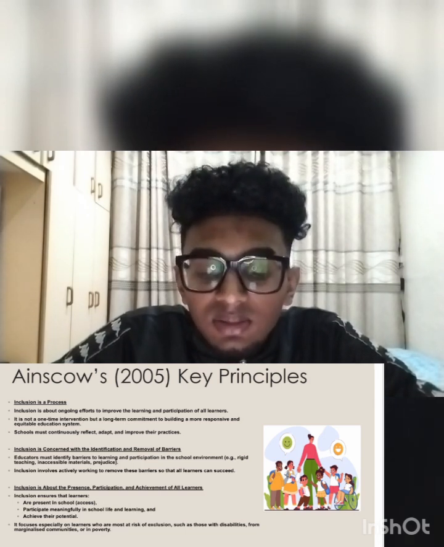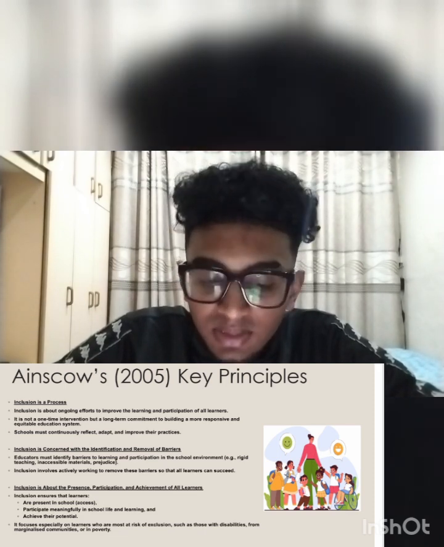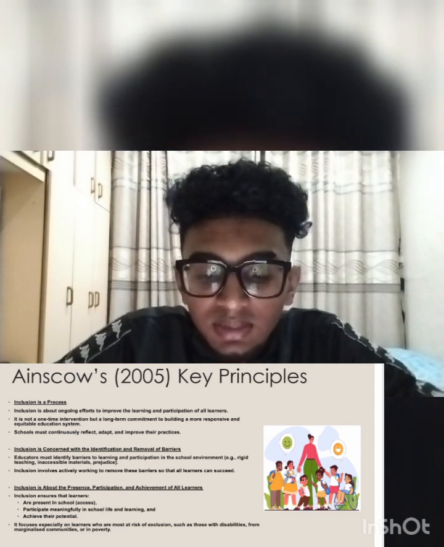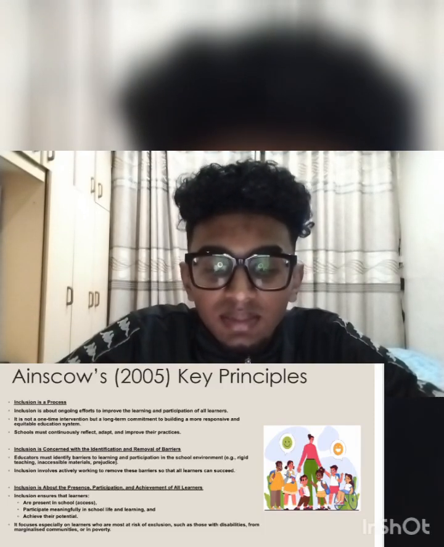This form of inclusion is tokenistic, as it often violates the principle of removing barriers and increasing participation. This definition also leads to policy gaps where learners are placed in schools without adequate teacher training or support systems. The second, broader definition views inclusion as systemic transformation, which means changing school cultures, teaching methods, and policies to support all learners, not just those with disabilities.